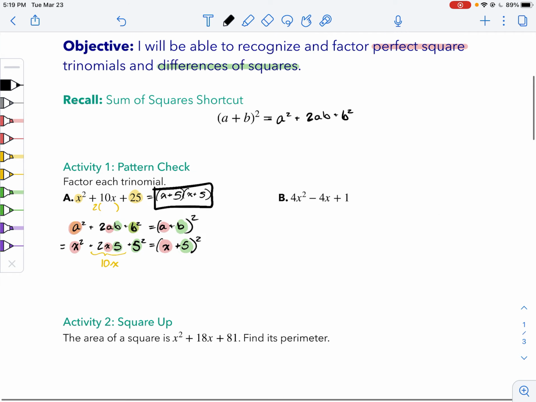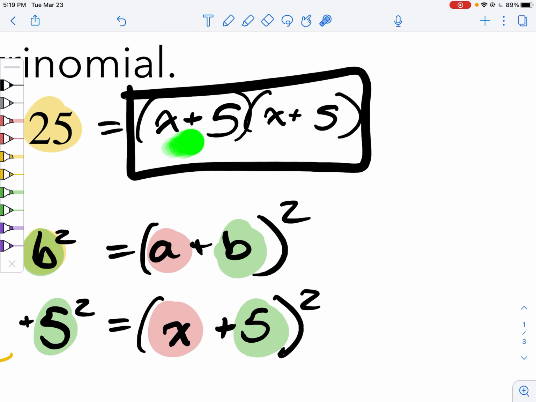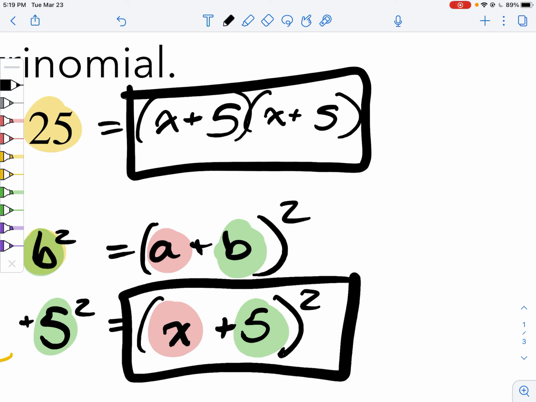Ta-da! So yeah, you can either write it as the two separate factors like this, or you can say that that's just x plus 5 squared. They're both fine. They're both totally okay.